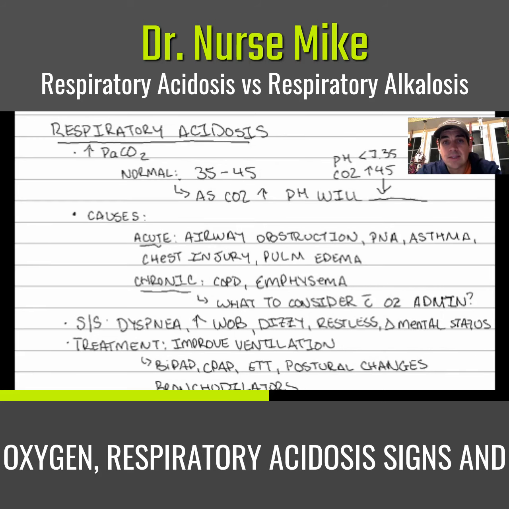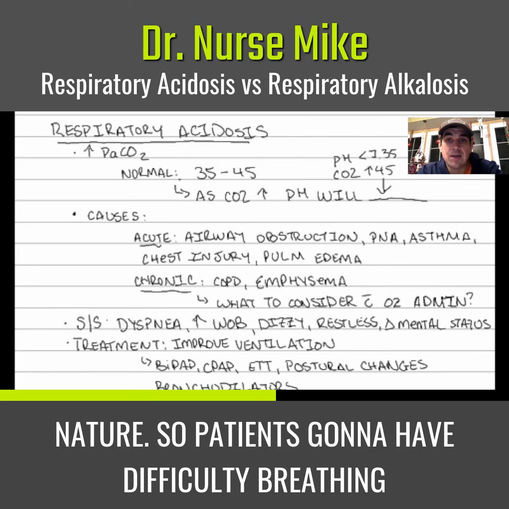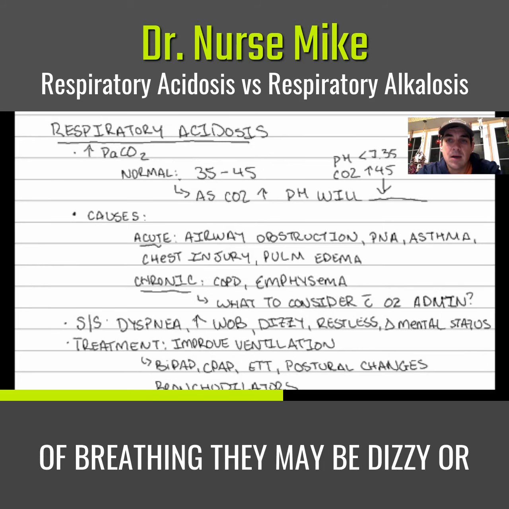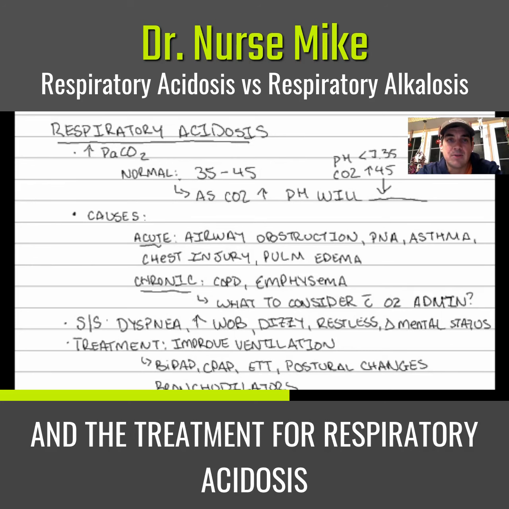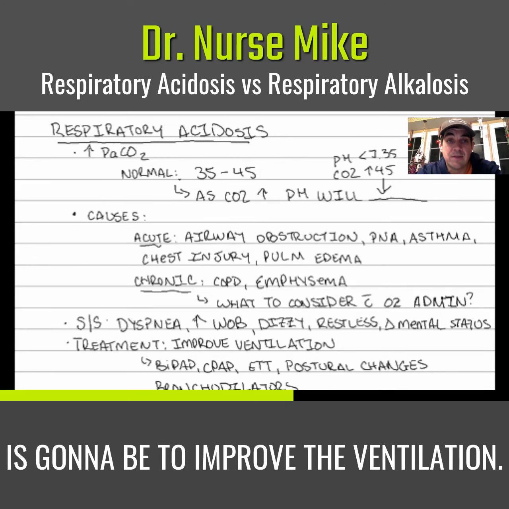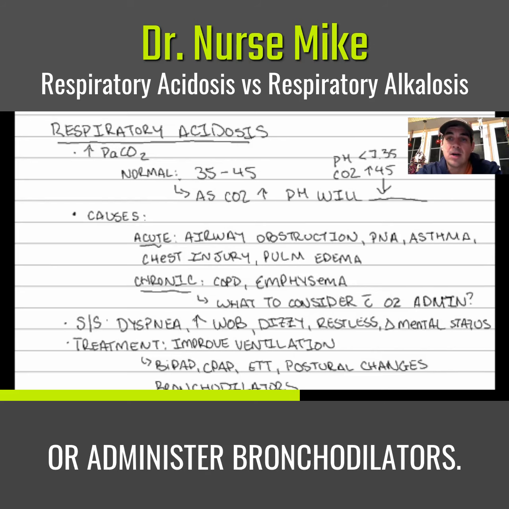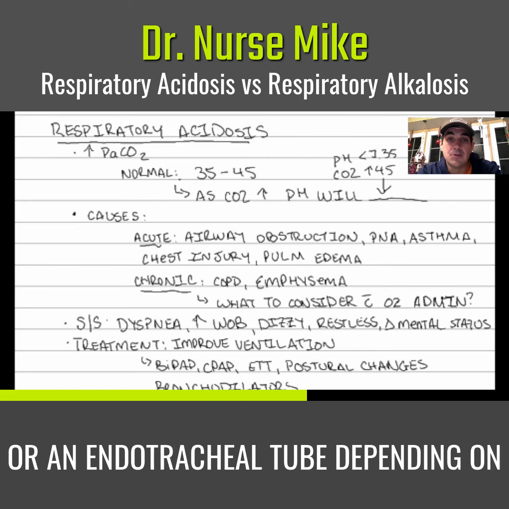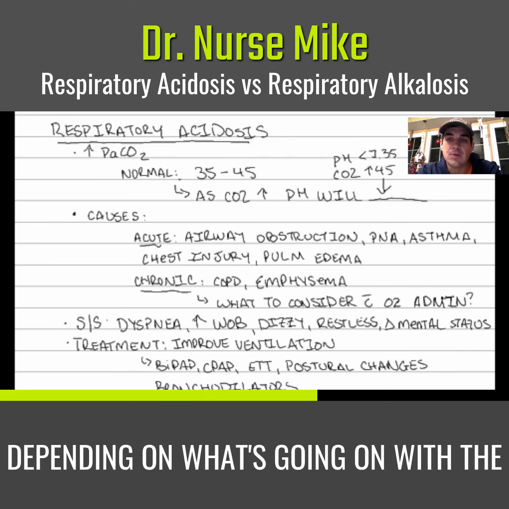Respiratory acidosis signs and symptoms are going to be respiratory in nature, so the patient's going to have difficulty breathing or dyspnea. They have an increased work of breathing. They may be dizzy or restless or have a change in mental status. And the treatment for respiratory acidosis is going to be to improve that ventilation. So whether that's to clear the obstruction or administer bronchodilators, or maybe they need BiPAP or CPAP or an endotracheal tube, depending on how emergent it is. Or maybe it's just postural changes depending on what's going on with the patient.